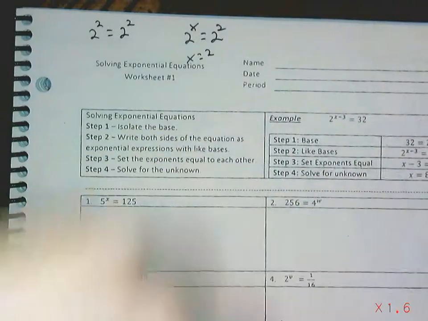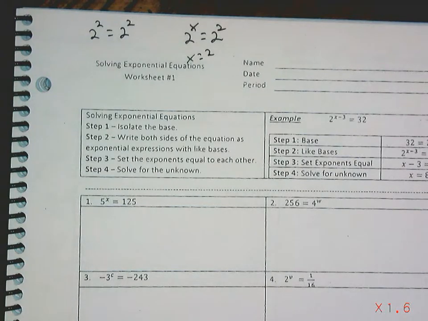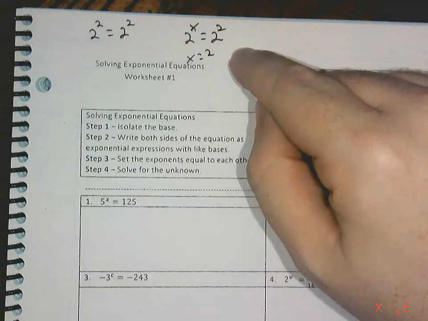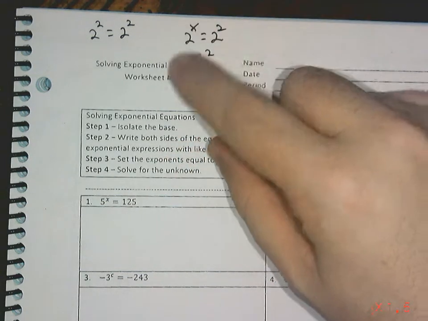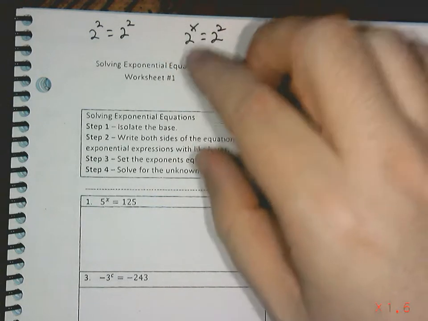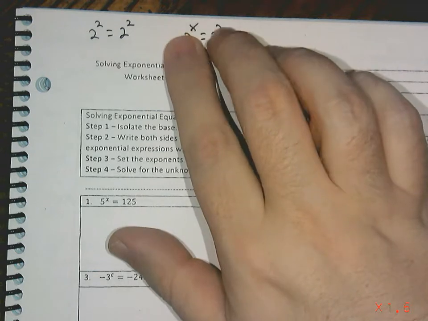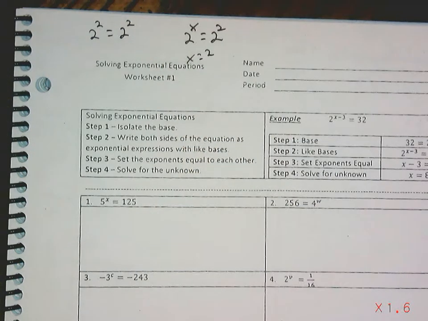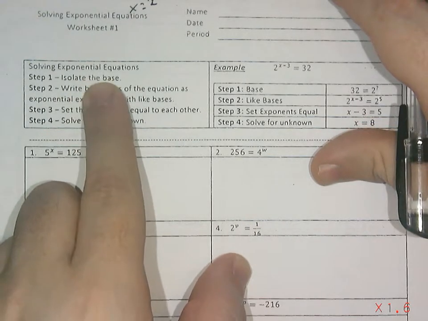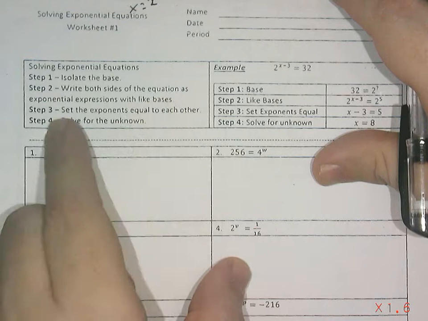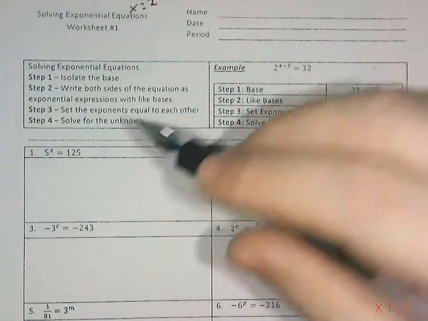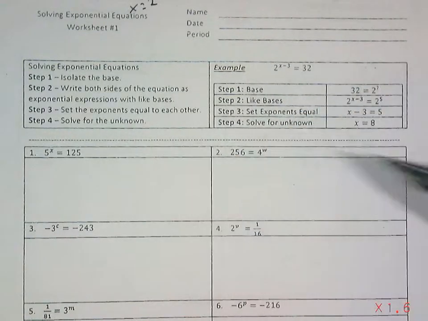Okay? That's generally what we're trying to do with these exponential equations, is we're trying to get these exponential equations so they have the same base. And once they're at that point, if they have the same base, that means their exponents have to be equal to each other. So then we just kind of ignore the bases and focus on the exponents. Okay? And if you look right here on this worksheet, it actually lists the steps. The first thing you do is isolate the base. Write both sides of the equations as exponential expressions with like bases, okay, and then set the exponents equal to each other, solve for the unknown.